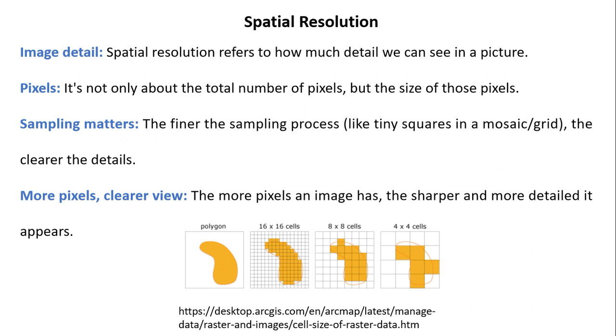Now this is the object that we want to capture and the shape is a polygon. Now if we use 16 by 16 cells, that is nothing but a 256 sensor array, at that time we can say that the grid size is very small and it captures the small details of the object.